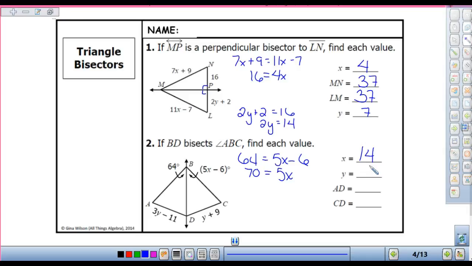Okay. What do I know about these guys? They're going to be congruent. So 3y minus 11 equals y plus 9. So y equals 20. Y is 10. If y is 10, what's AB? 19. What's CD? 19. Okay, so some properties there that we kind of had to review a little bit.